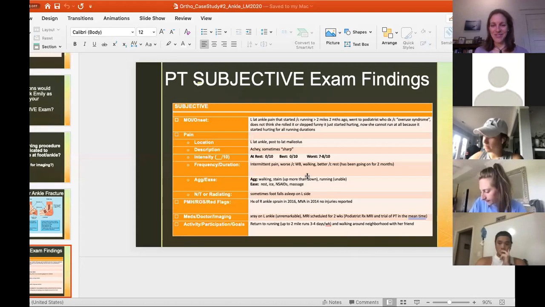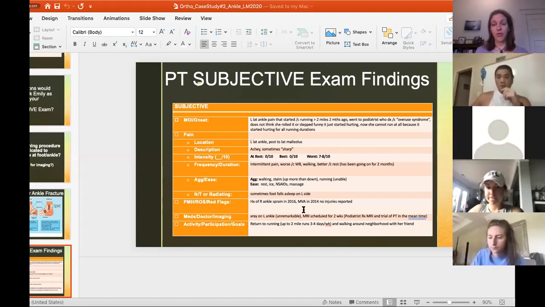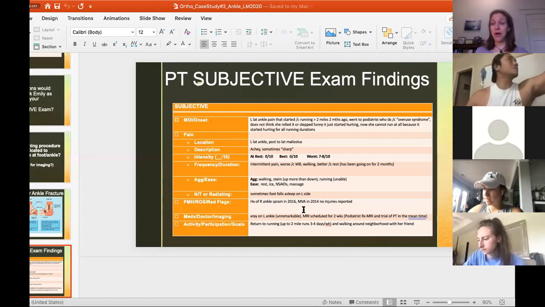Okay, and then so we go through aggravating and easing factors. When you ask her about numbness and tingling, I don't know if she really knows what that means, but she says her foot sometimes falls asleep on the left side. Past medical history: she sprained her right ankle a while back. She was in a car accident. She had x-rays already on the left ankle, so you don't have to do Ottawa ankle rules on her, but it's good we know about them.